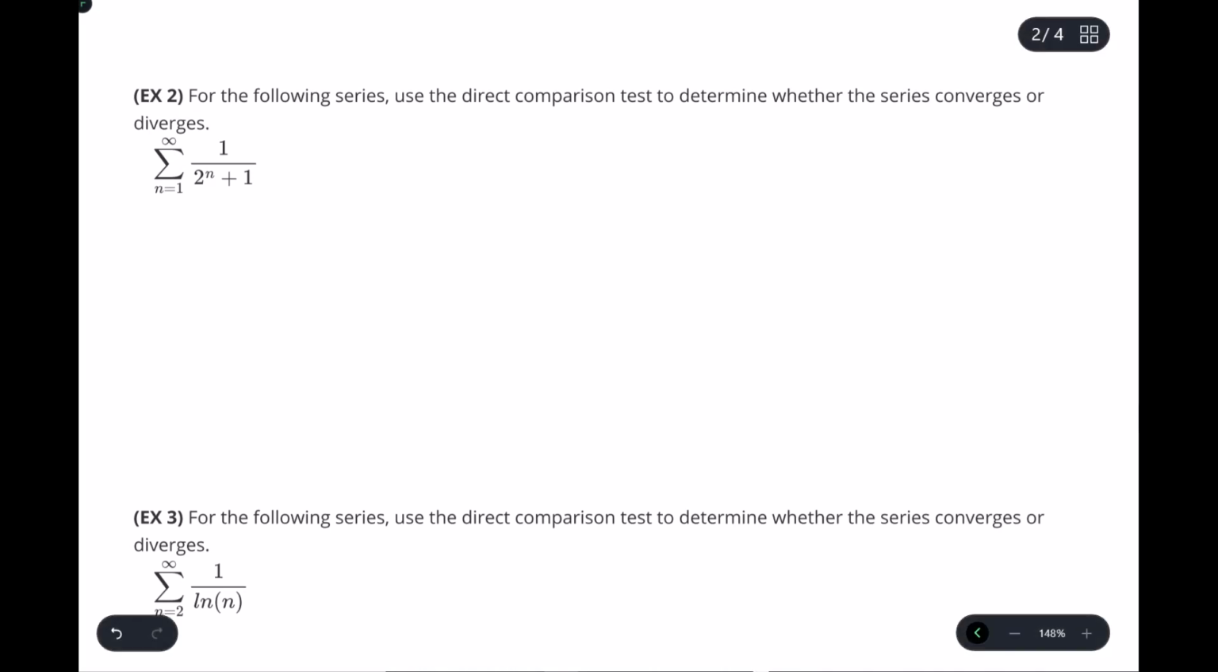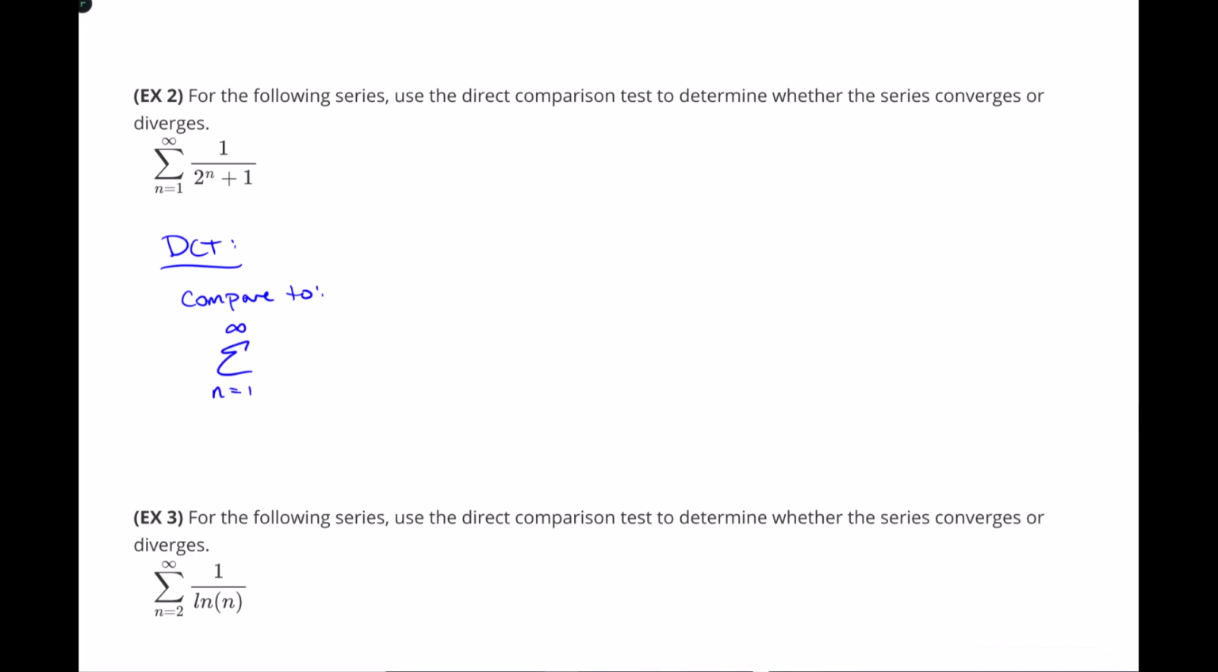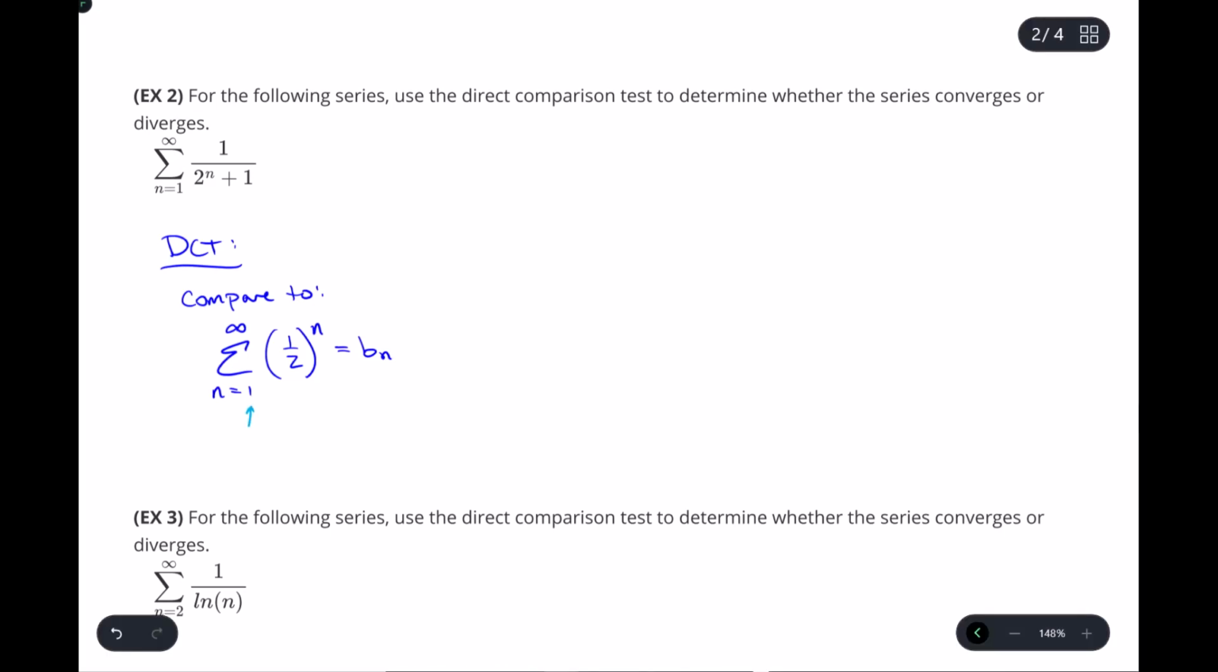Now, that other means is going to be the direct comparison test. And we're going to compare this to the series n equals 1 to infinity of one half to the n, and I'm going to call this series b sub n. Now, nuance time. Okay, so yes, my geometric series is starting at 1. This exponent is supposed to be n minus 1.